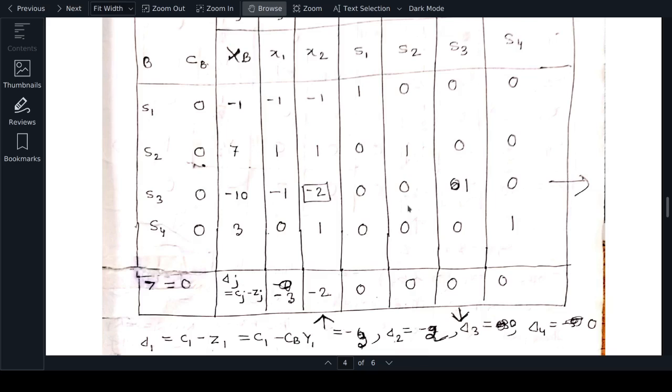Sir, for the key column, there was -1 and 1. So we chose the positive one, right? Since we chose the x2 column, which is 1. Yes, right.